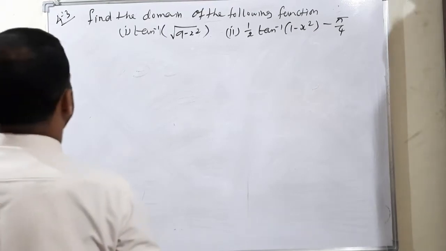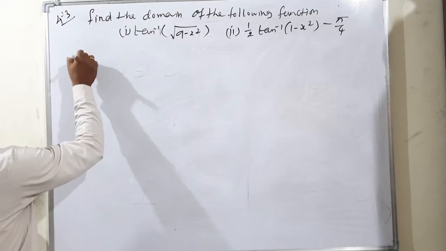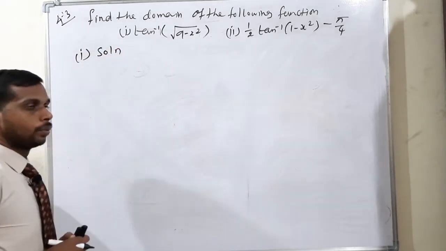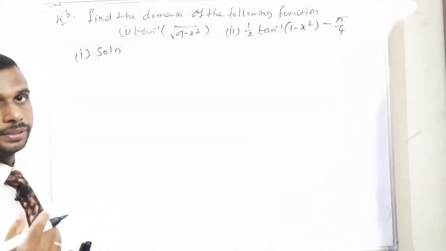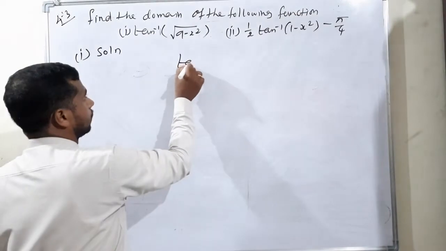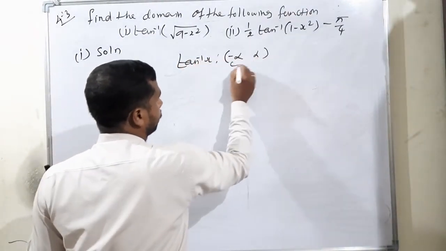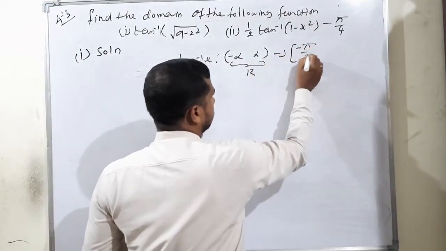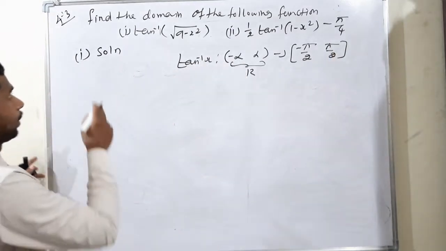Moving to exercise 4.3, question number 1. Find the domain of the following function. Subdivision 1, solution. Tan inverse square root of. Before moving to the question, first we have to understand what the domain and range for tan inverse are. Tan inverse x means the domain is minus infinity to positive infinity, that is, real values, and the range is negative pi by 2 to positive pi by 2. So, condition number 1.